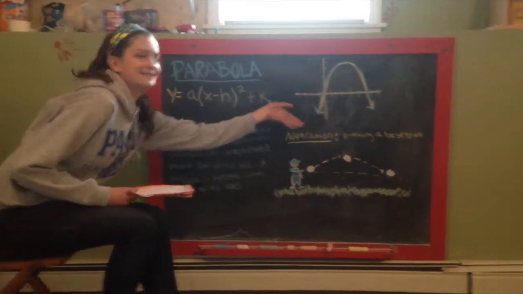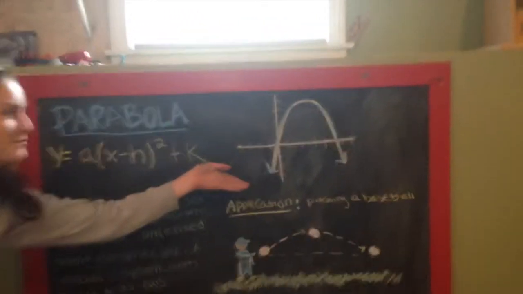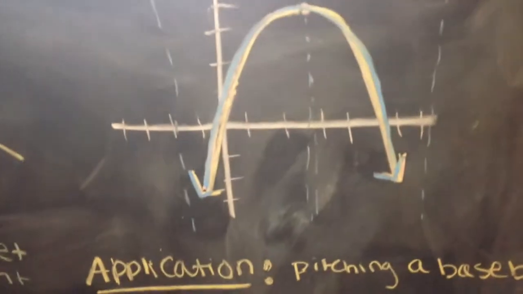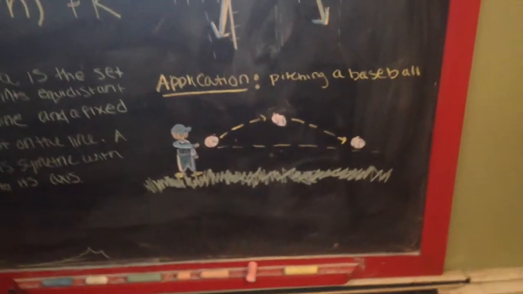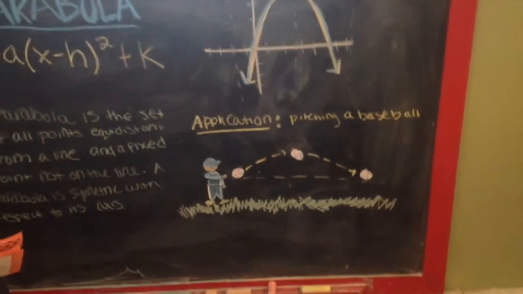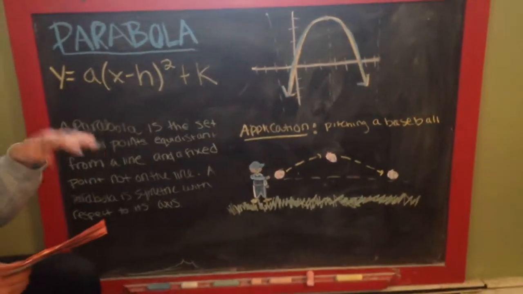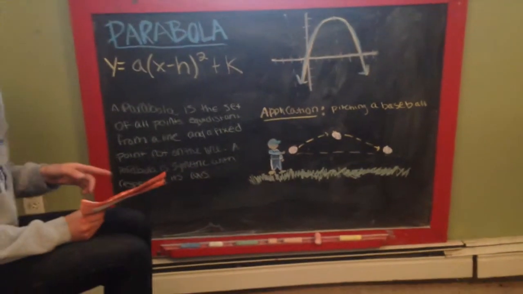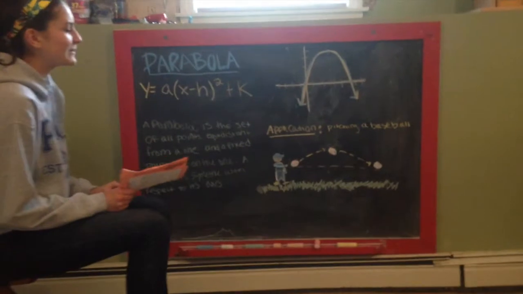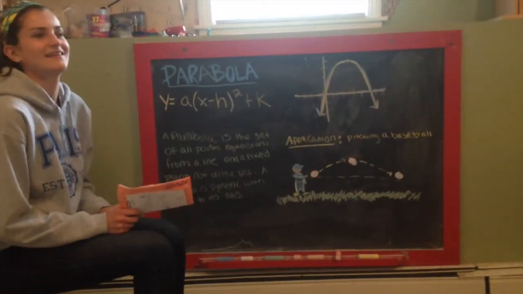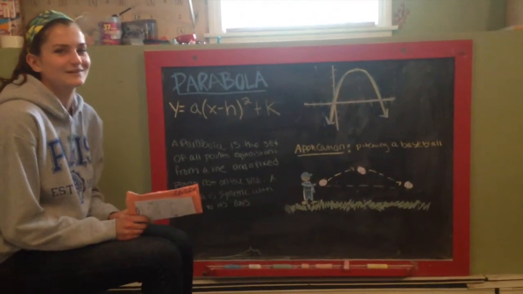And we have a graph of said parabola. And for our real-life application, when you pitch or throw a baseball, it moves in a parabolic movement. The ball travels in a parabola. And so a possible career could be a baseball player or a pitcher.